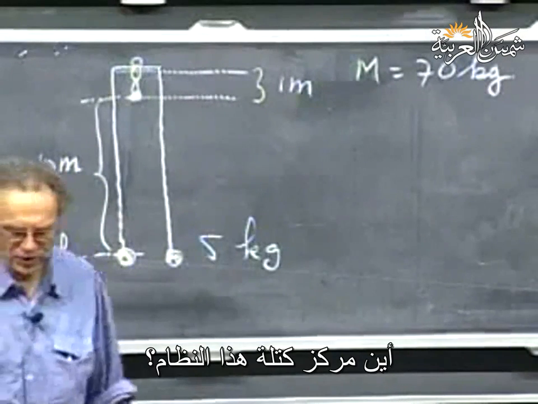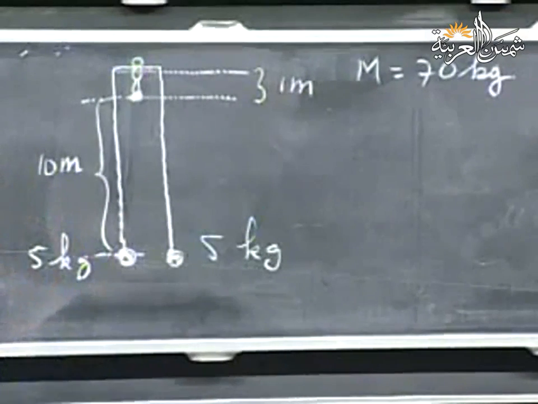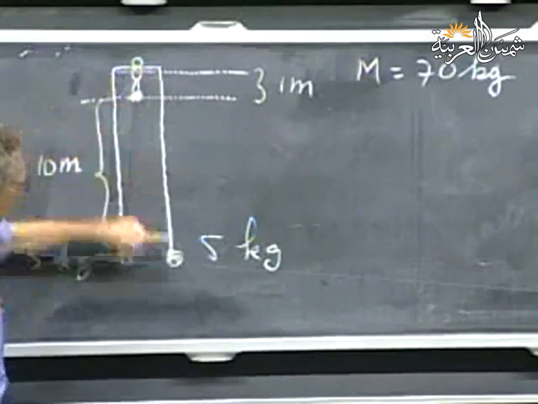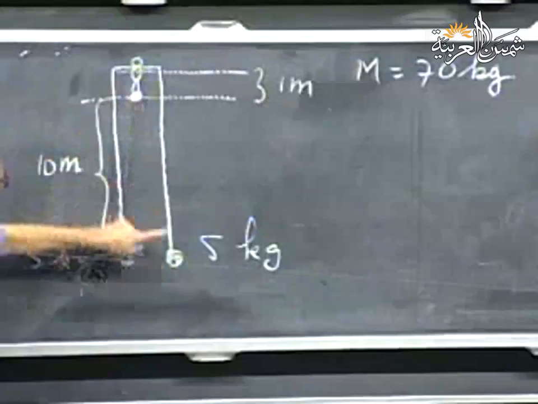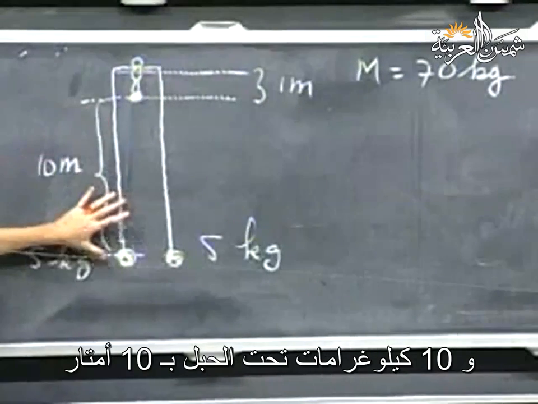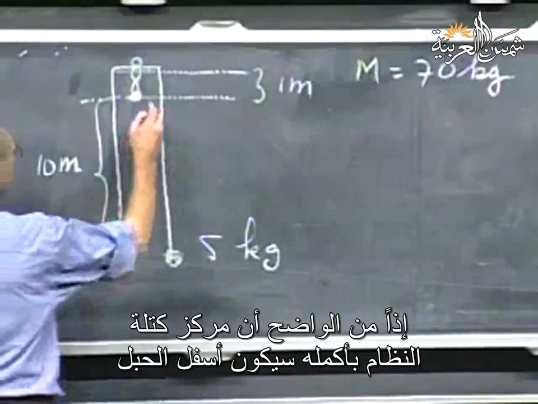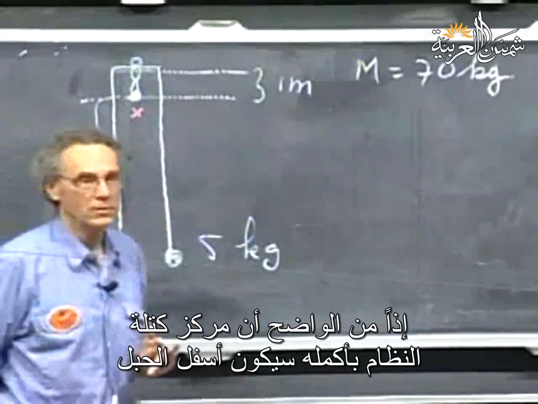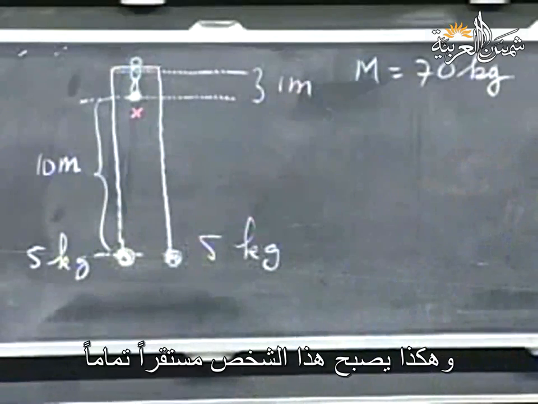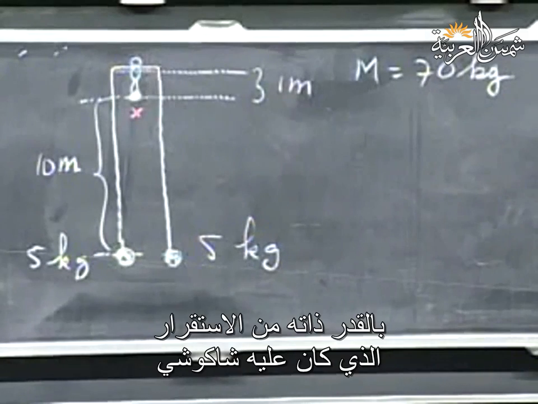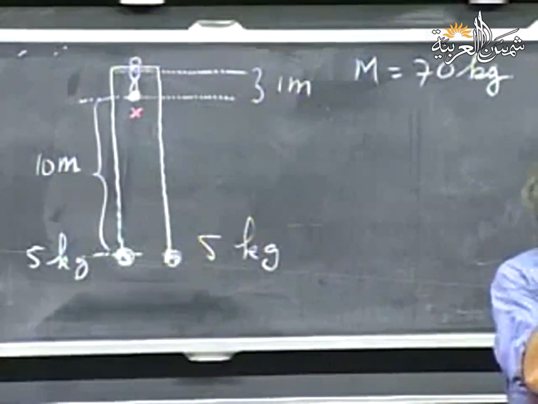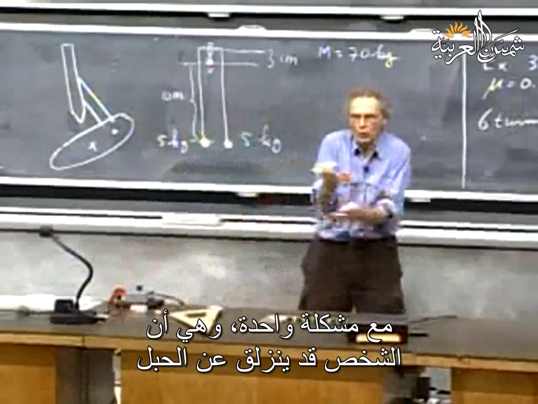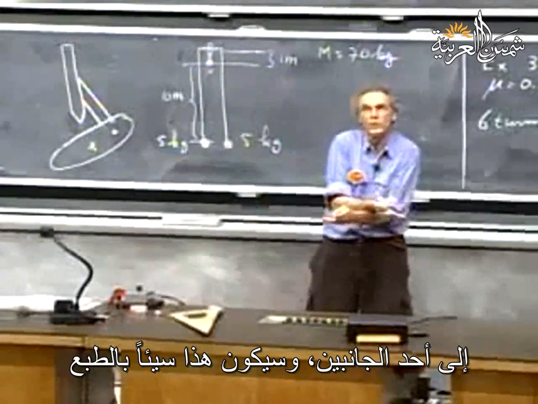Where is the center of mass of this system? 70 kilograms is above the rope, 1 meter. 10 kilograms is 10 meters below the rope. So clearly the center of mass of the system as a whole will be below the rope. And so that person is as stable as anything, just as stable as my hammer was, with one problem, that the person could slide off the rope to the side, and that would be unfortunate, of course.